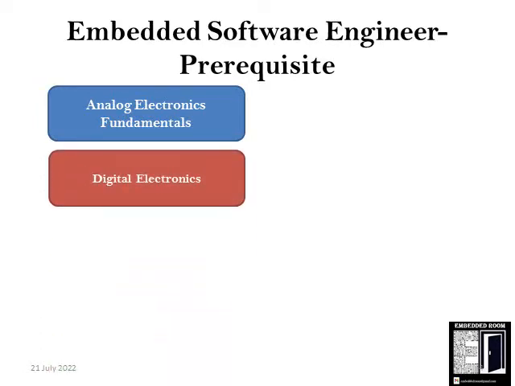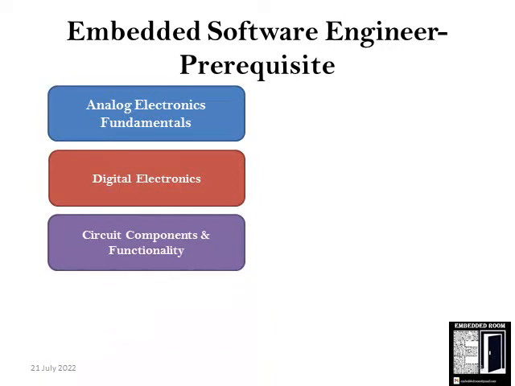And the next one is digital electronics. This is in contrast to analog electronics. It is an important one. Under this, you study combinational circuits and sequential circuits. In combinational circuits, we study gate, mux, demux, encoder, decoder, and in sequential circuits we study flip-flop, registers, counter, like that.